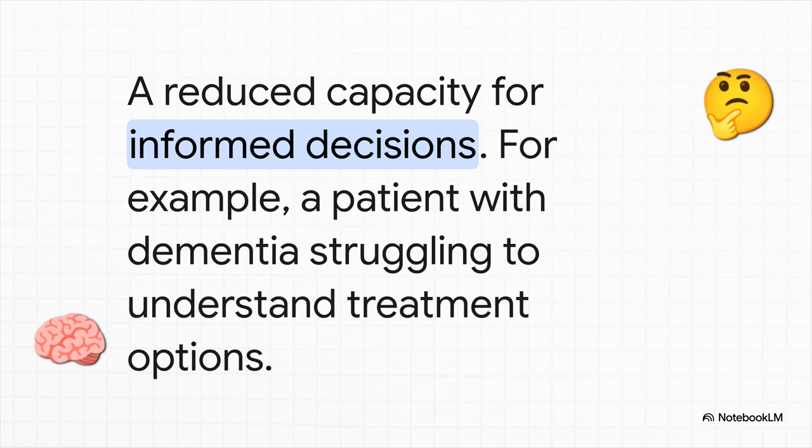First up, cognitive vulnerability. This one's pretty straightforward. It's when someone has a harder time making rational, informed decisions. A really clear example is a patient with dementia who's trying to make sense of a complex treatment plan.